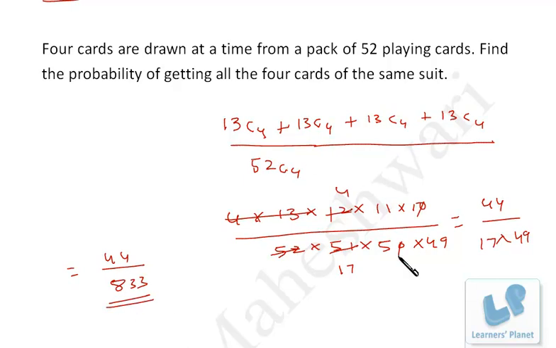Yeah, in fact into this 5 will also be there. So 17 into 49 into 5, that's, I forgot this. So it's 44 by 4165, right?